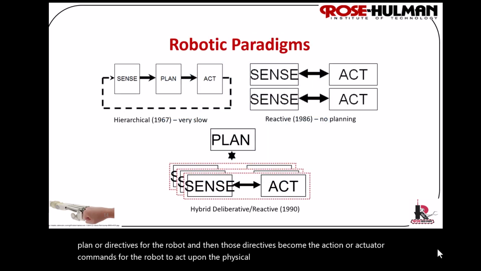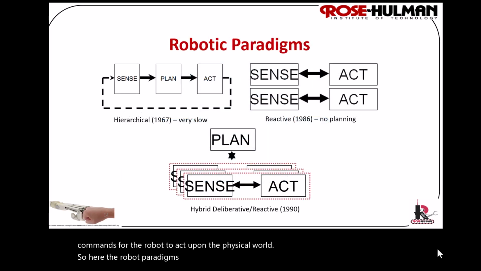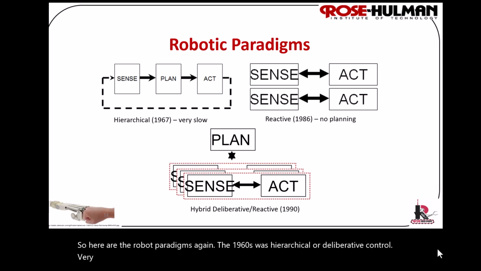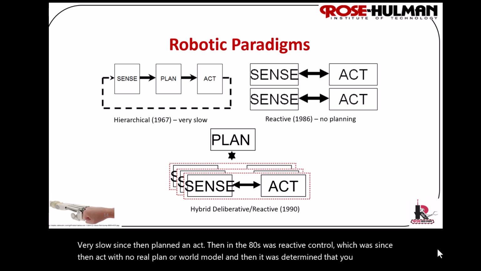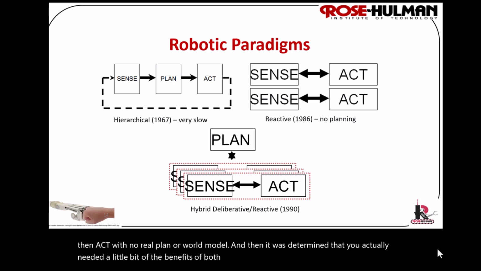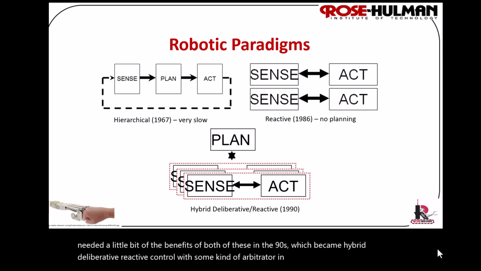So here are the robot paradigms again. The 1960s was hierarchical or deliberative control, very slow, sense then plan then act. Then in the 80s was reactive control, which was sense then act with no real plan or world model. And then it was determined that you actually needed a little bit of the benefits of both of these in the 90s, which became hybrid deliberative-reactive control with some kind of arbitrator in between. And this was the birth of behavior-based control.